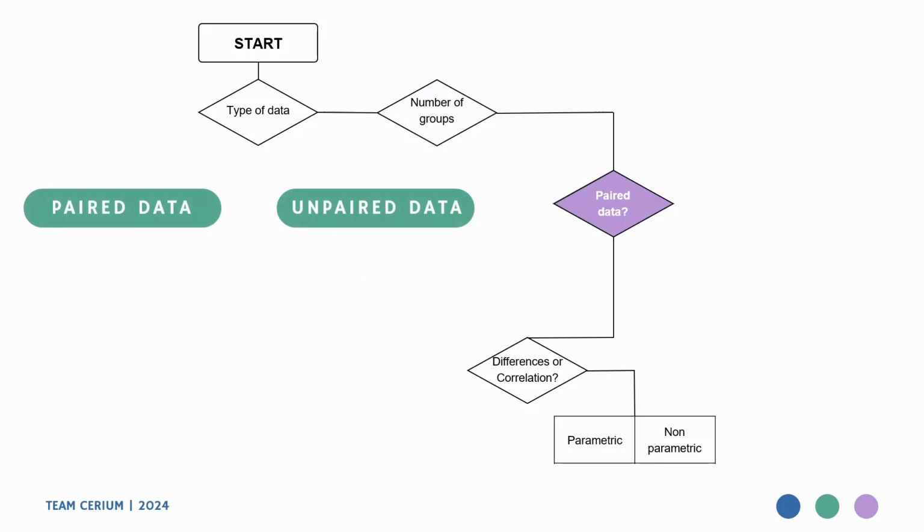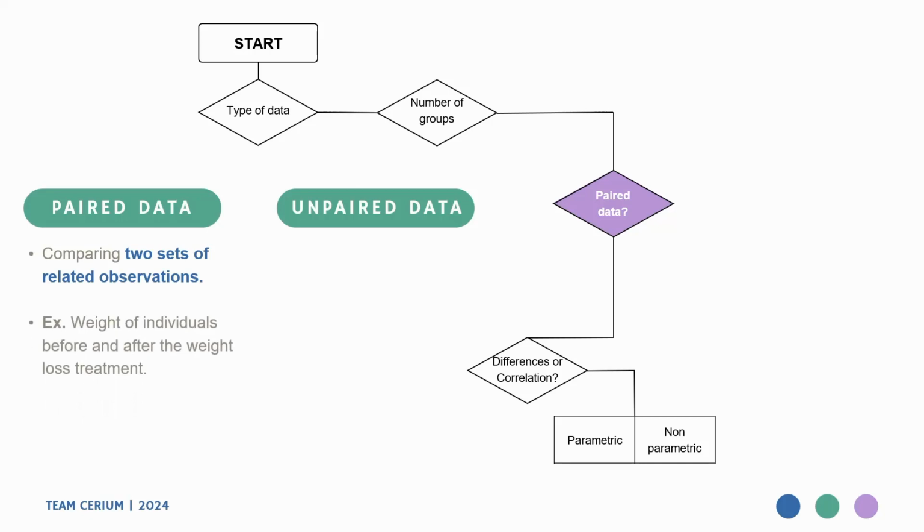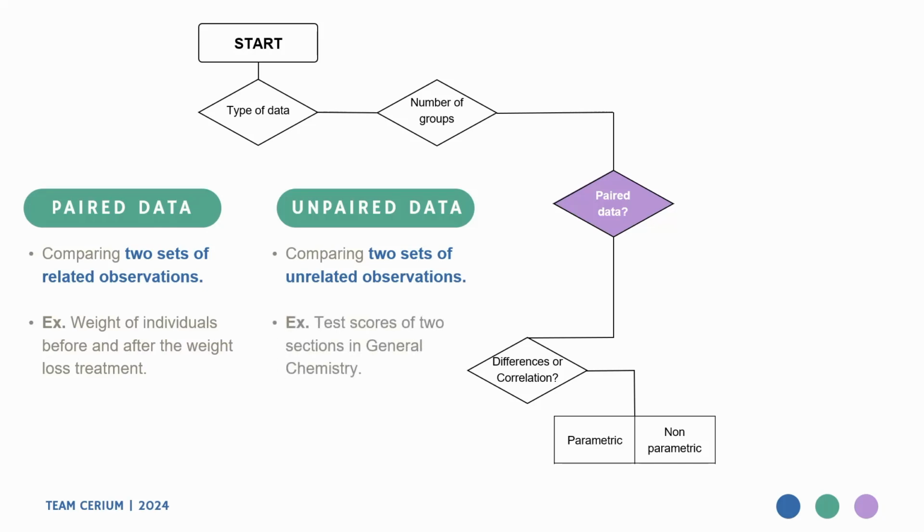Then, we also need to assess whether our data is paired or unpaired. To differentiate between the two, in paired data, each observation in one set corresponds directly to a specific observation in the other set. For example, we're going to record the weight of individuals before and after going through a weight loss treatment. So we have the same subjects that are observed under different conditions, while unpaired data comes from independent samples. Unlike the paired data, there's no link between the observation in one set and the observation in the other. For example, we would like to compare the test scores of section A and section B in general chemistry.